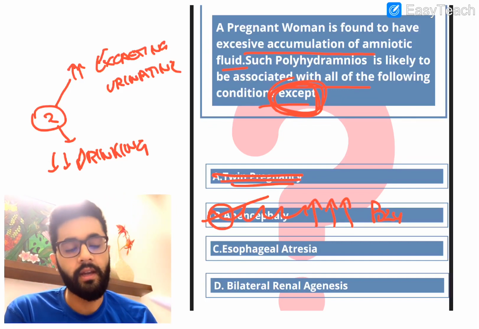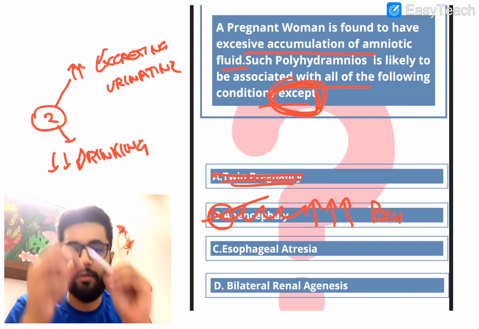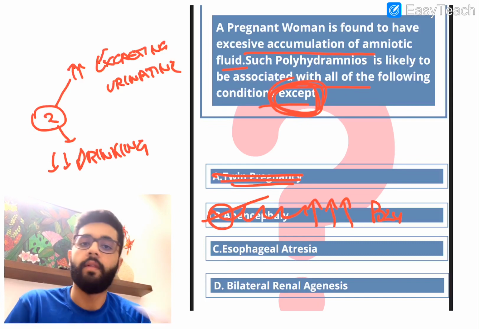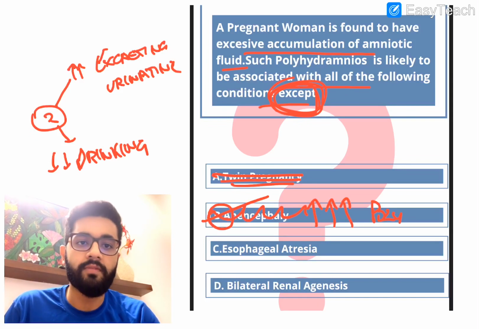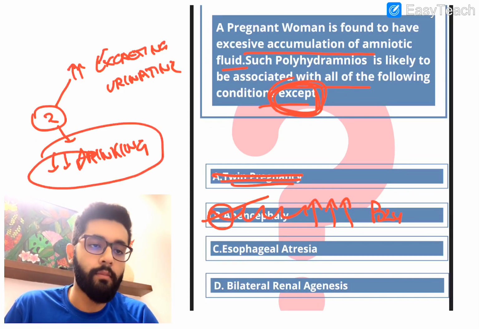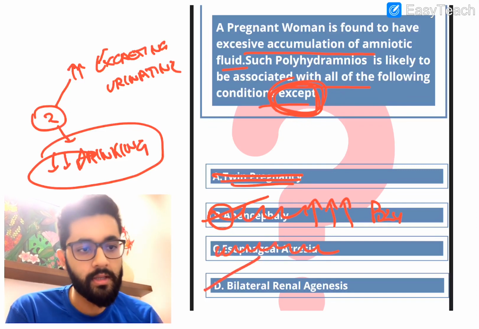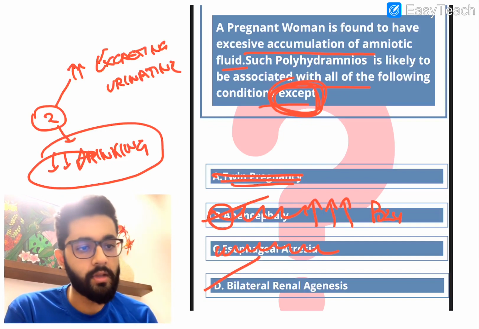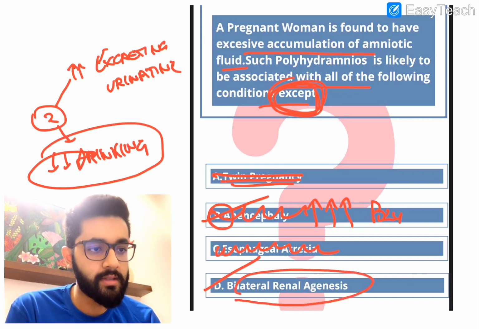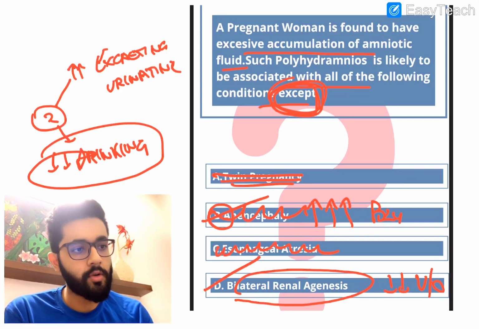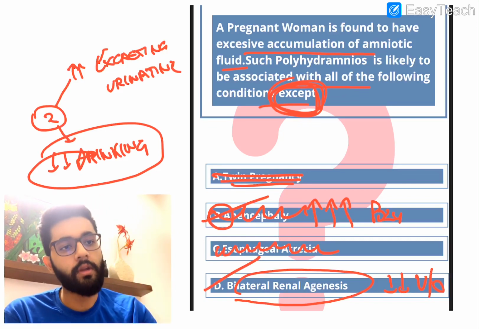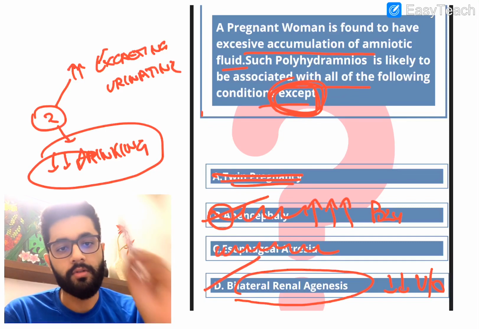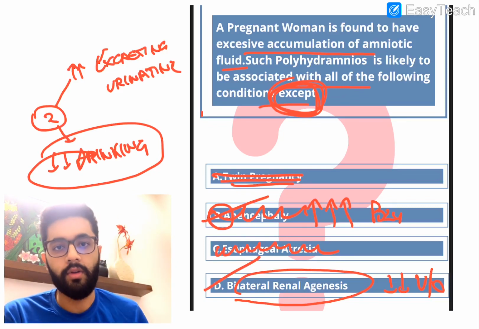Next, esophageal atresia, which means the esophagus is not completely formed, therefore there is no swallowing. If there is no swallowing, you will have polyhydramnios. So that is ruled out. So this must be the answer. Bilateral renal agenesis: like I said, in renal agenesis there is reduced urinary output by the fetus. If urinary output is reduced, the amount of amniotic fluid also reduces. So that's it for today. Good discussion. Thank you.